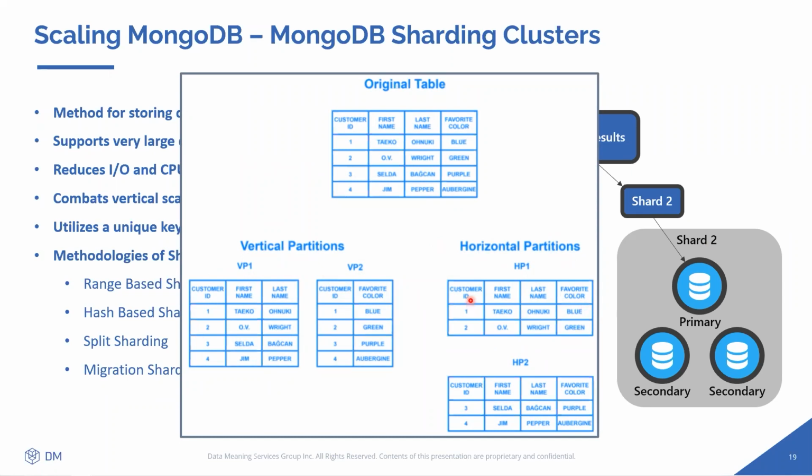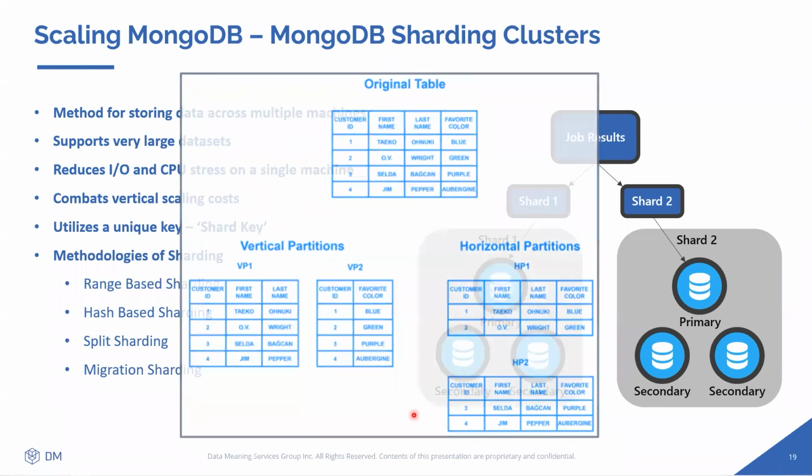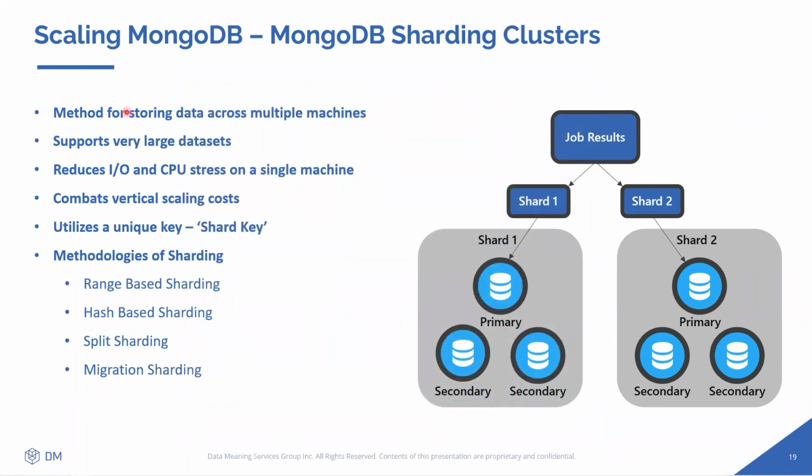And the idea for the horizontal one is that you have a different customer in each of the partitions. Of course, when you start using this, you are now able to support very large data sets and reduce the I/O and CPU stress on a single machine. You have a lot of methodologies here. I'm not going to be covering that, but the idea is that if you have a robust environment, maybe it's better for you to start thinking about sharding, right?